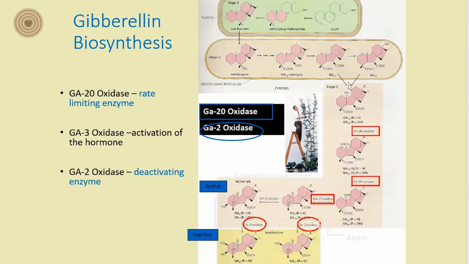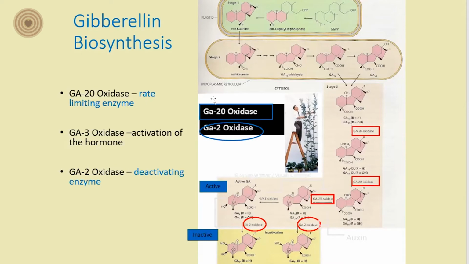On the other hand, once we do it, we have a lot of gibberellin in the plant, and then another enzyme starts to work, and this is GA2 oxidase, which inactivates the gibberellin. So you are going to see an experiment where we overexpress the GA20 oxidase and also the GA2 oxidase, that is the deactivating enzyme, and you will see the result.